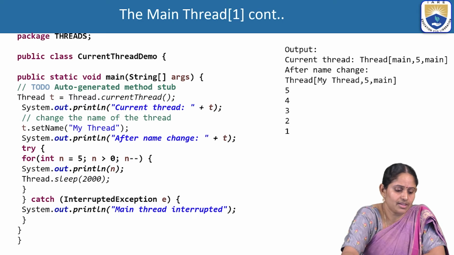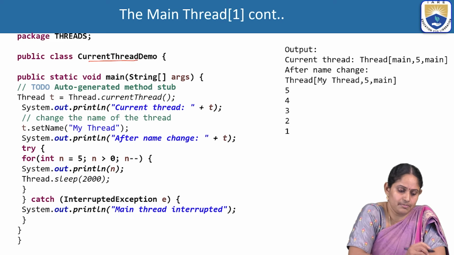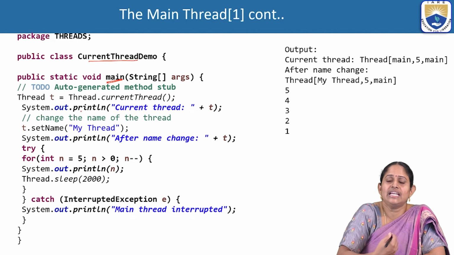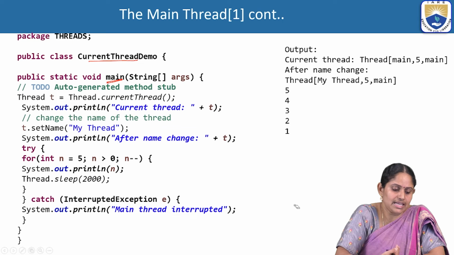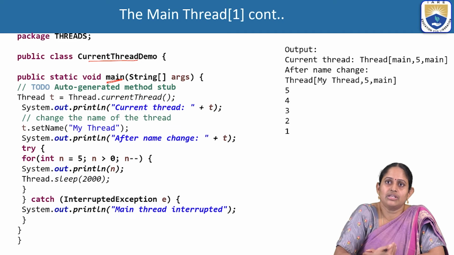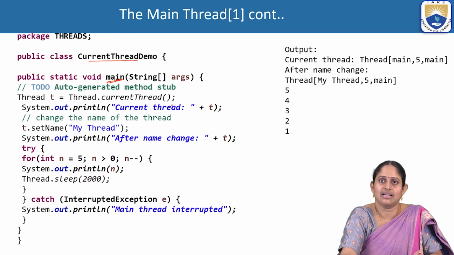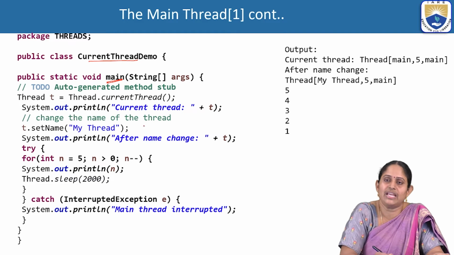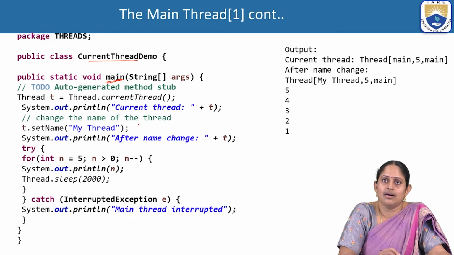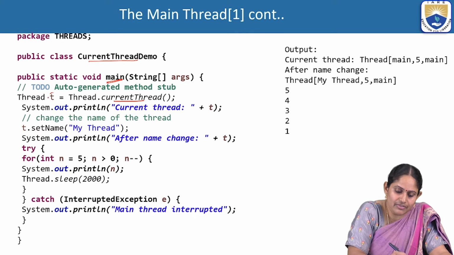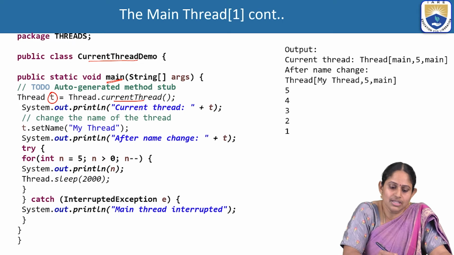Here we have this class CurrentThread, and we have this main. Once main starts executing, it will create the main thread. Now we want to get the details of that currently executing thread. To get that, we have to create an object using the currentThread method, so we are creating a reference to the current thread.